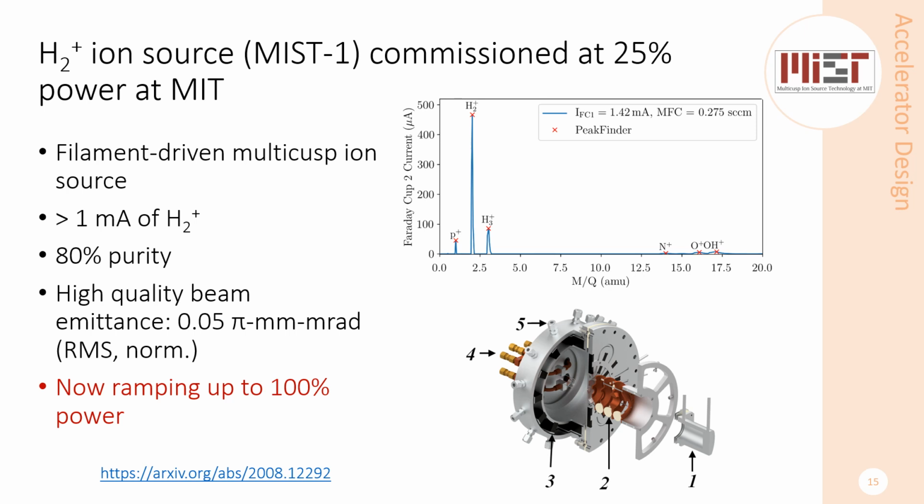This is also shown in the plot on the top right here, where you can see the protons, the H2+ and the H3+ in a mass spectrum. And we have seen low emittances of 0.05 millimeter-milliradian. We are now in the process of commissioning the source at 100%.